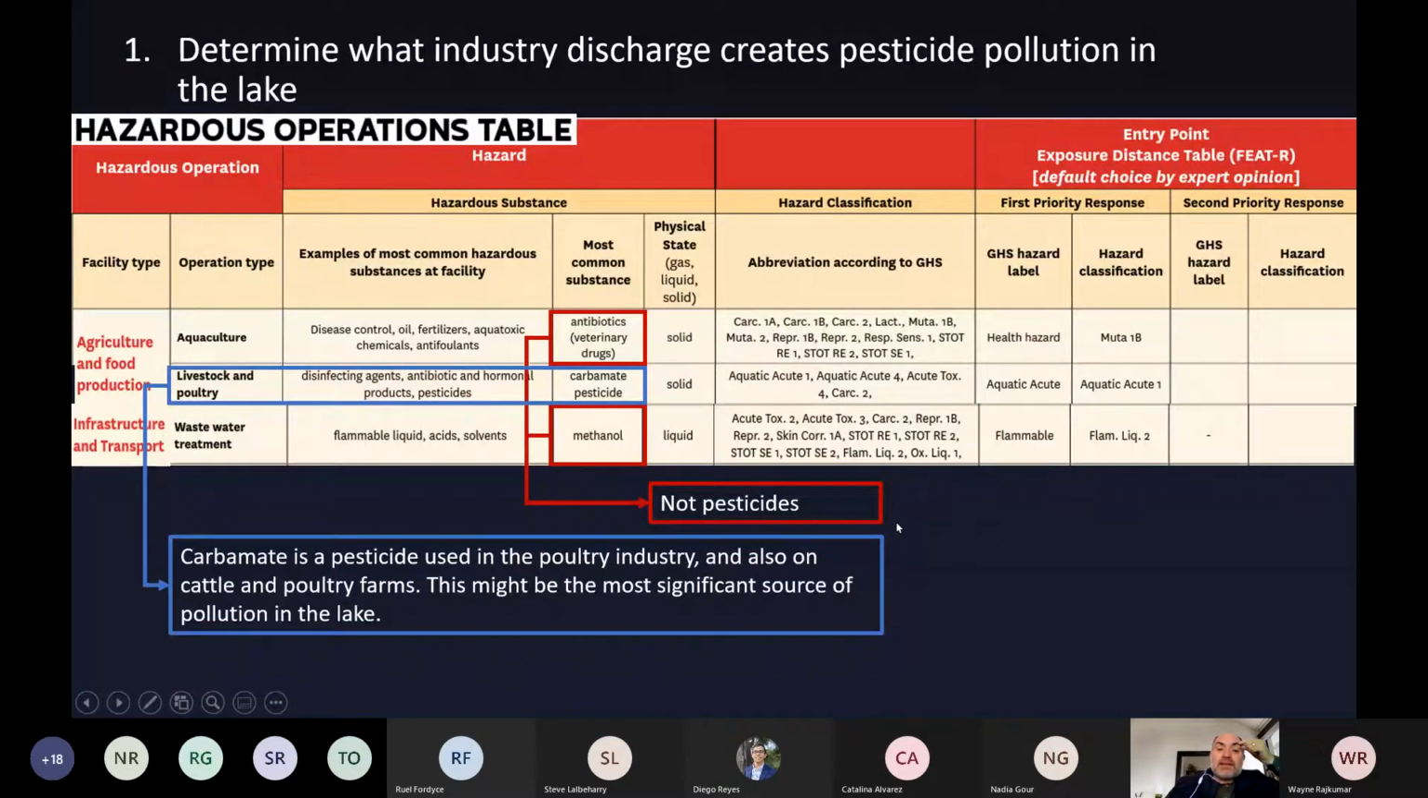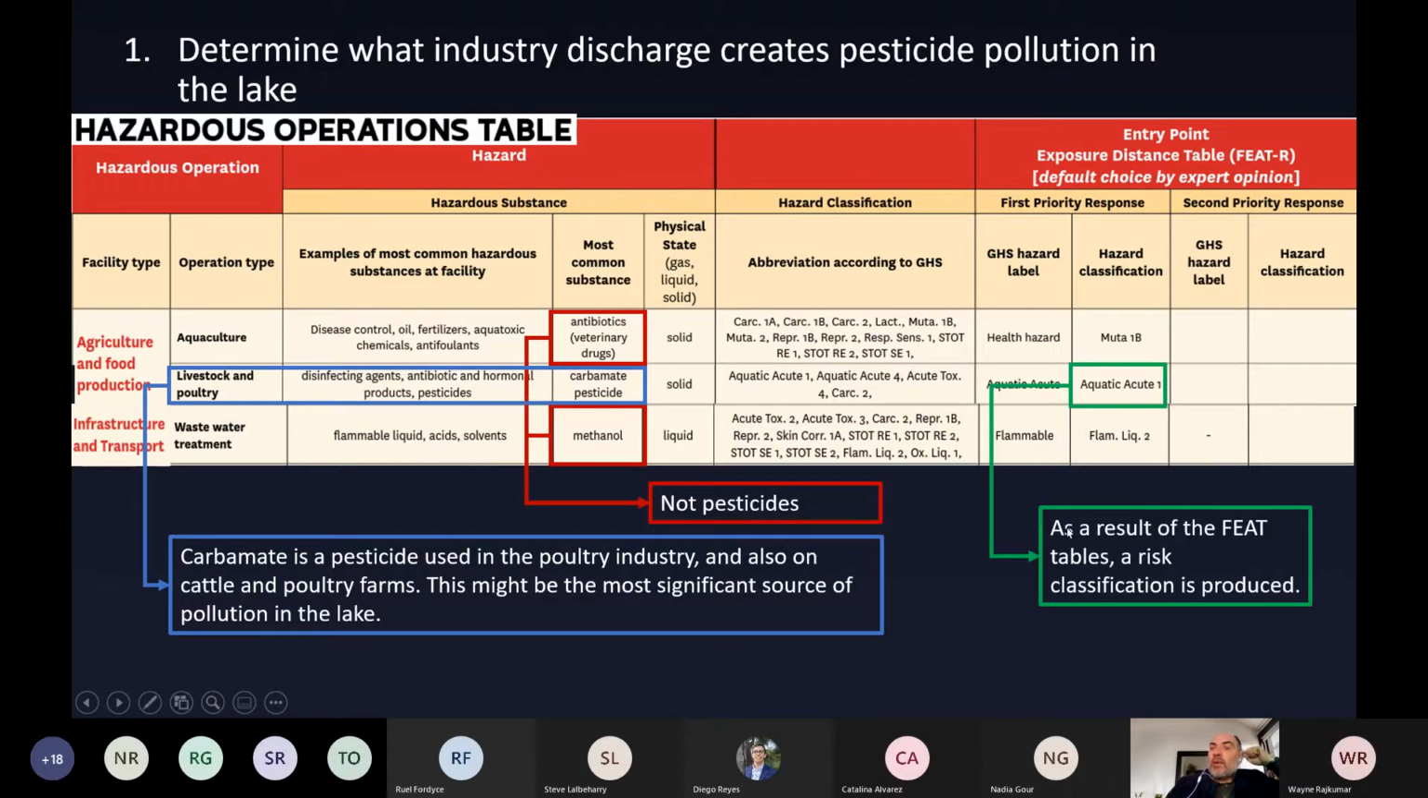It seems that it has more than one kind of hazard classification. It includes aquatic acute 1, aquatic acute 4, acute toxic 4, and carcinogenic 2. As you will notice, there's a number after each hazard classification. Most of the time, it determines the impact or the priority of the impact.